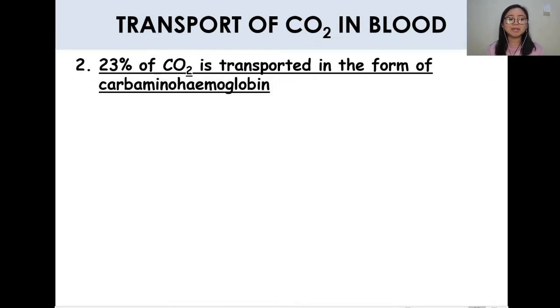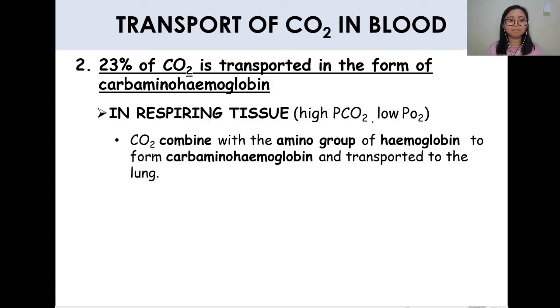The second method, in the form of carbaminohemoglobin. Let's look at this step by step. First step, in respiring tissue, you will have high partial pressure of carbon dioxide, low partial pressure of oxygen. Carbon dioxide will combine with the amino group of hemoglobin to form carbaminohemoglobin and transported to the lung.